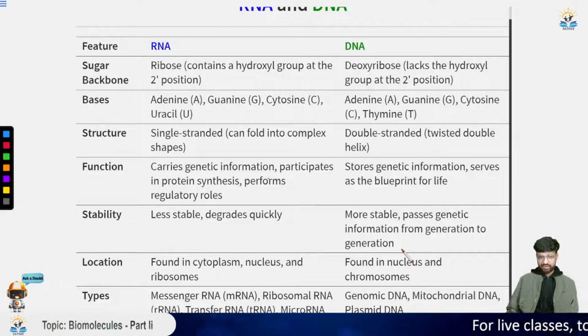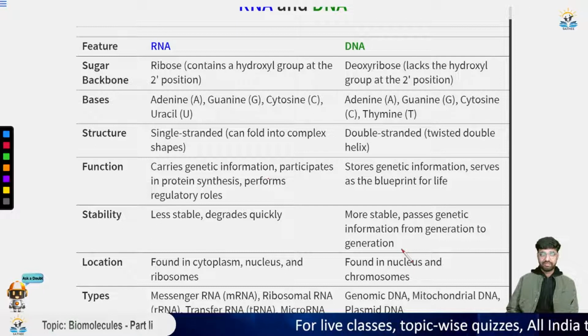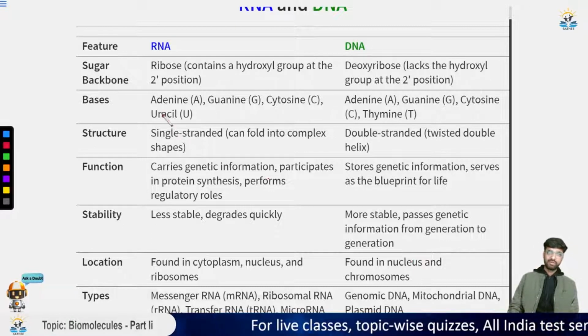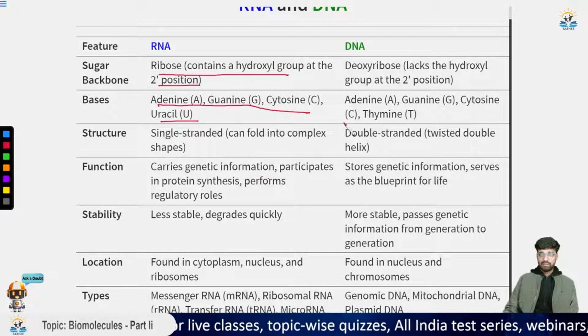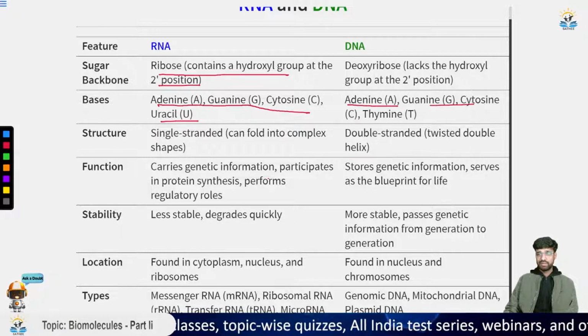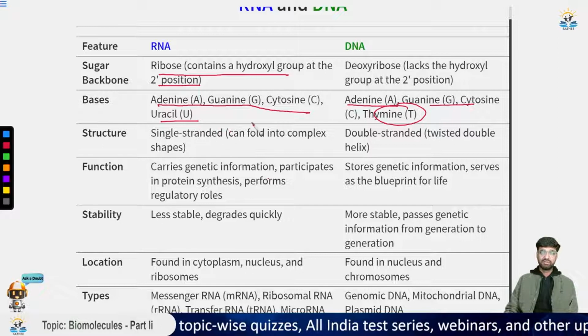Single stranded RNA can fold into complex shapes. You know very well that single stranded molecules can form complex structures. Next we have the bases. You should remember these names: for RNA, adenine, guanine, cytosine, and uracil. And for DNA, we have adenine, guanine, cytosine, and thymine. So the difference is uracil and thymine.